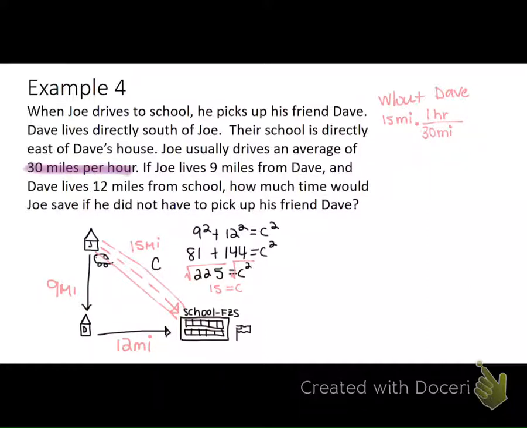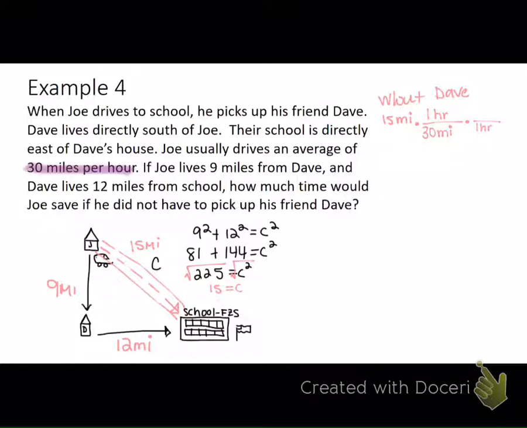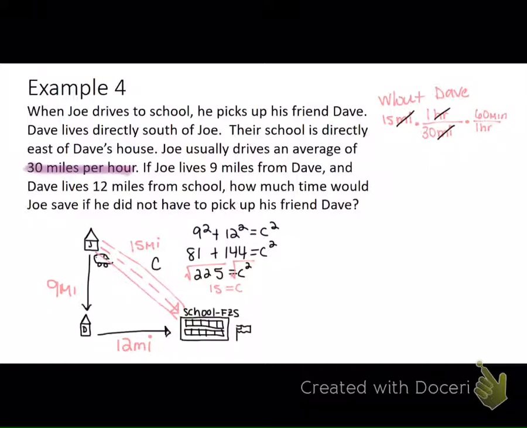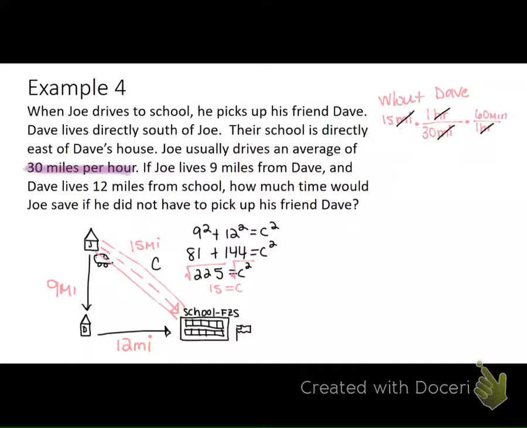But your time is probably not going to be in hours. What is it probably going to be in? Minutes. So we need to get hours to cancel out. So for 1 hour is how many minutes? So we do 15 times 60 over 30 for how many minutes? So go ahead and figure that out. How many minutes is that?